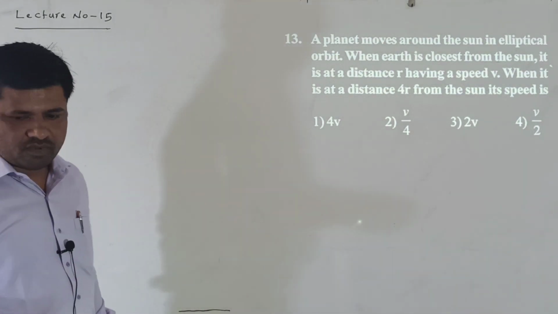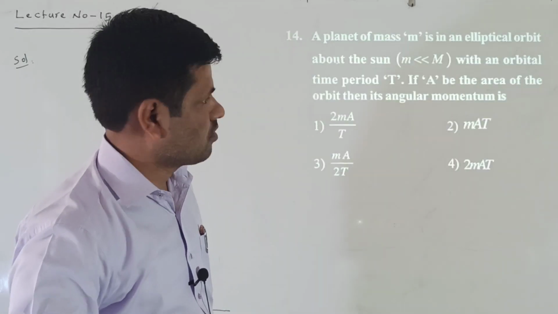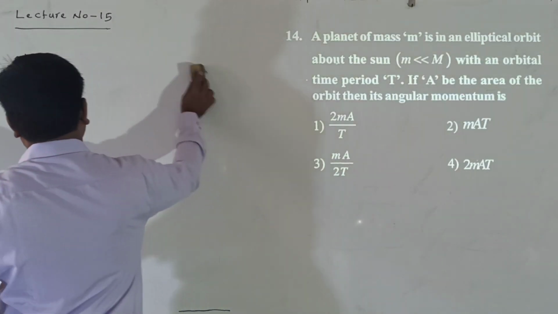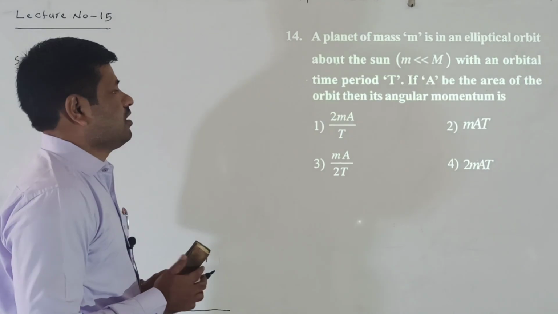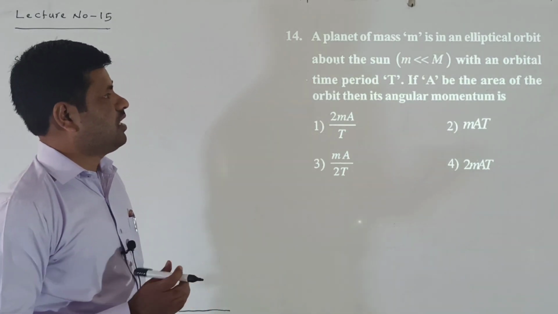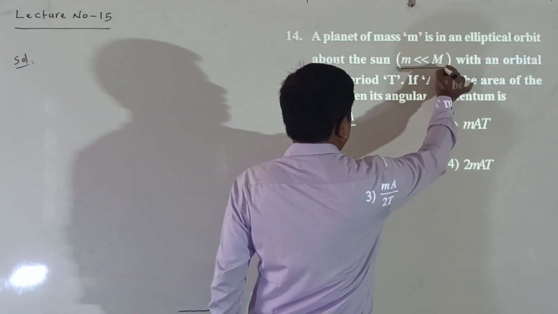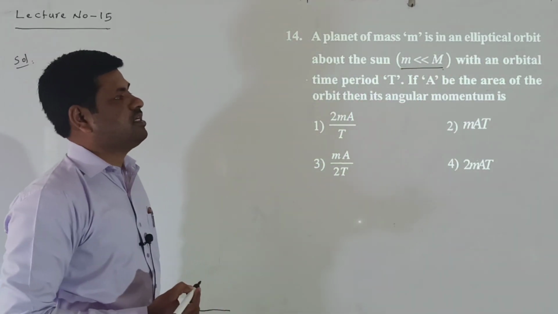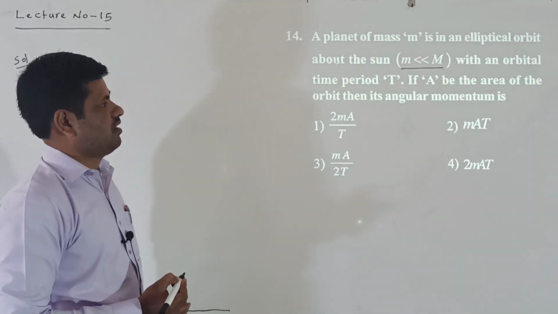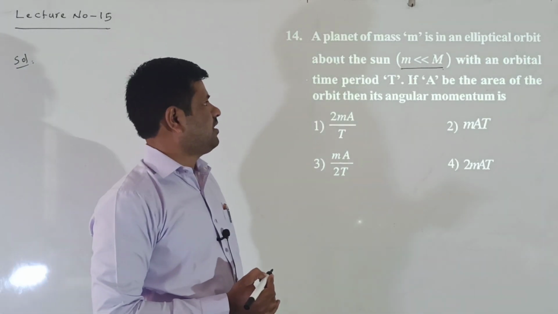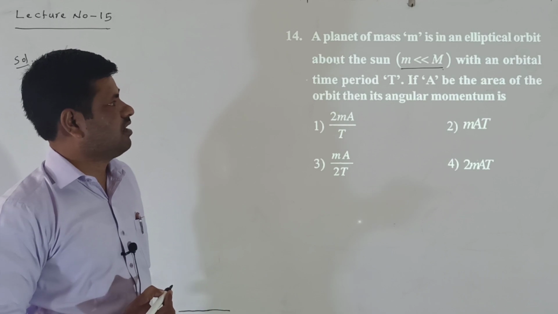Next, the 14th question. See here, a planet of mass m in an elliptical orbit around the sun. Here the mass of the planet is very small in comparison to the mass of the sun.